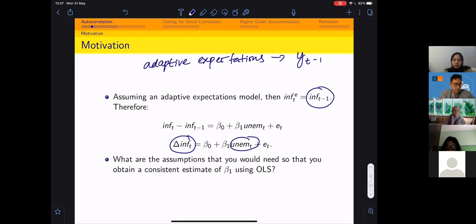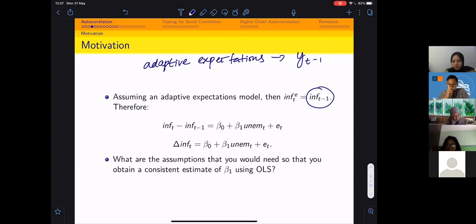So the assumptions that we have to fulfill to obtain a consistent estimate using OLS are time series assumptions 1 through 3, which are linearity and weak dependence. Then we also have to assume no perfect collinearity, and we also have to satisfy the zero conditional mean assumption, which requires a condition that is also referred to as strict exogeneity. Okay, very good, Zaki. Thank you so much.